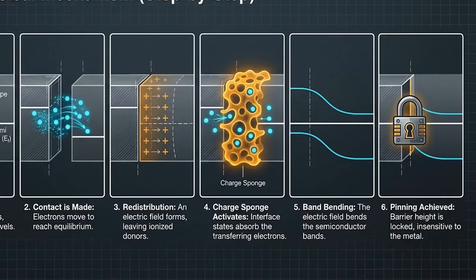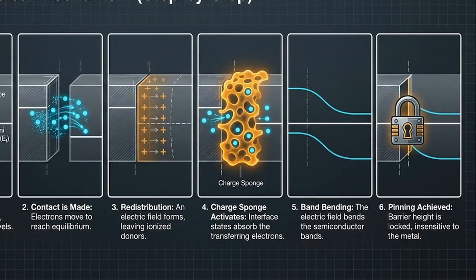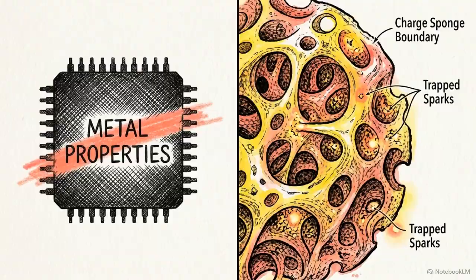Returning to our timeline in panel 4, watch what happens when swapping to a higher work function metal. Extra electrons simply fill the sponge. The trapped charge generates an intense electric field, forcing the surface bands to bend until the barrier rigidly locks in place. By intercepting incoming electrons, the charge sponge strips engineers of electrostatic control. The barrier ends up depending entirely on surface chemistry, ignoring the metal.